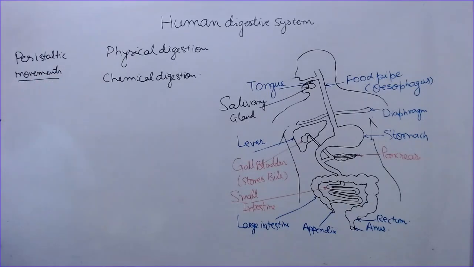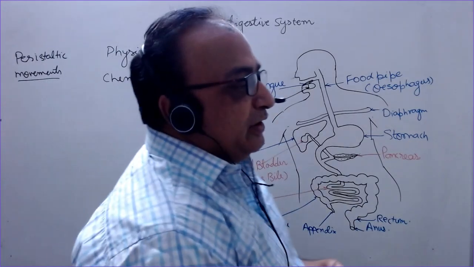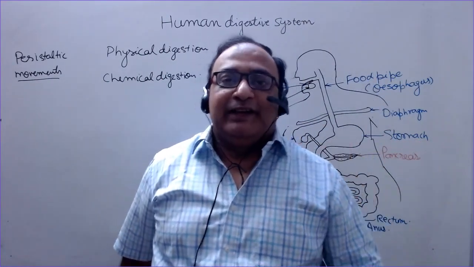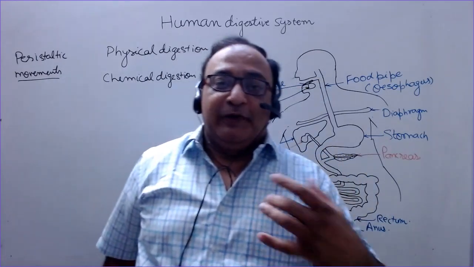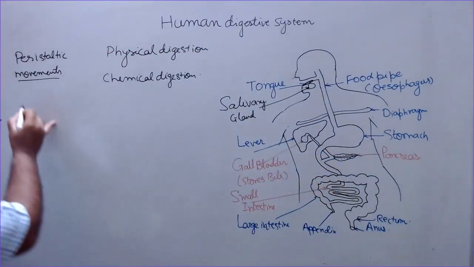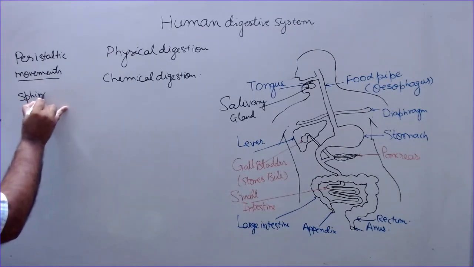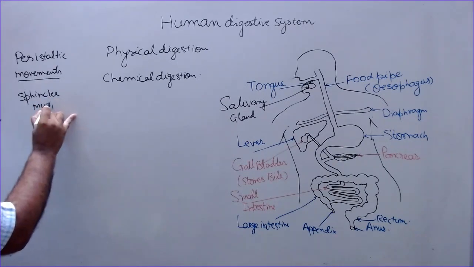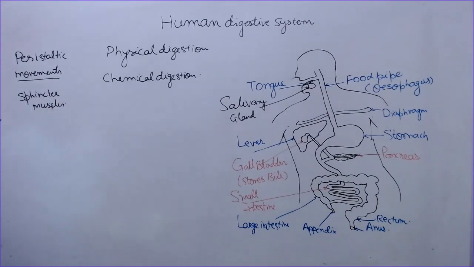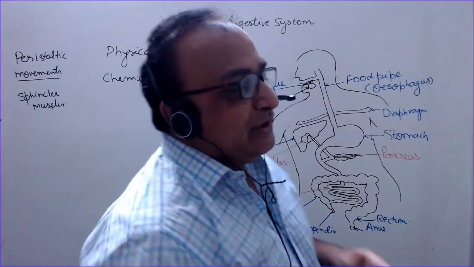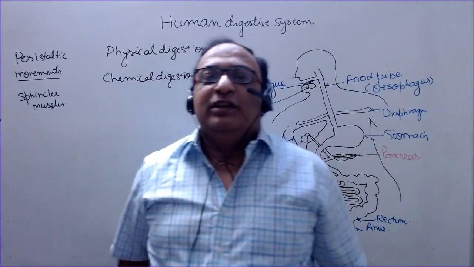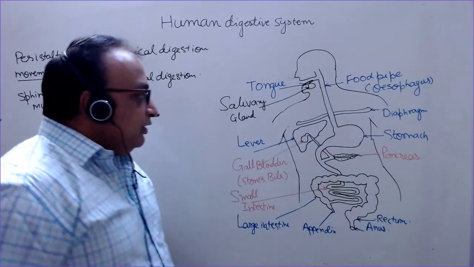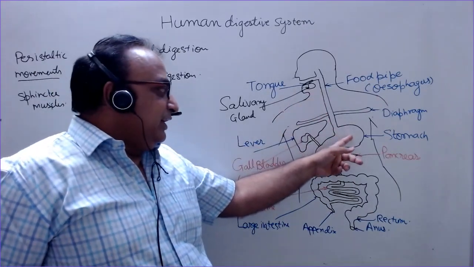These peristaltic movements are very important in these organs, including the food pipe, because at the exit of every organ sphincter muscles are present, and these sphincter muscles contract and expand alternately so that the food, digested or undigested or partially digested, moves into the next organ of the alimentary canal. From here it enters the stomach.